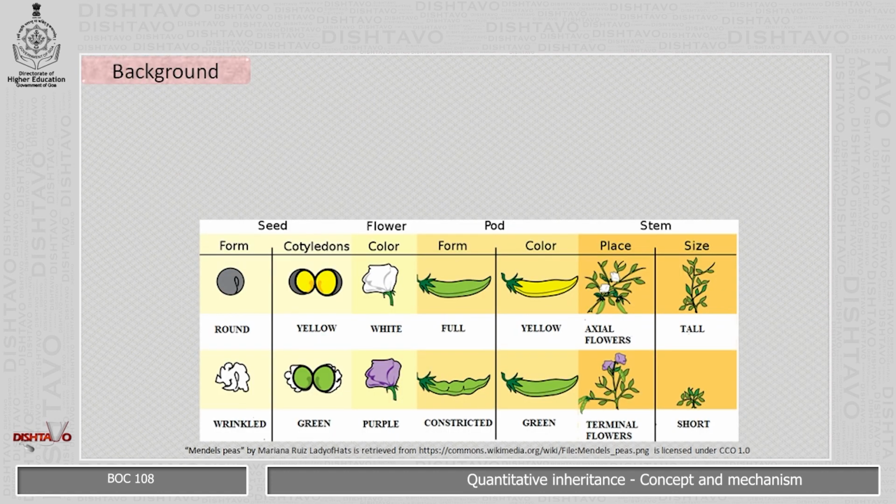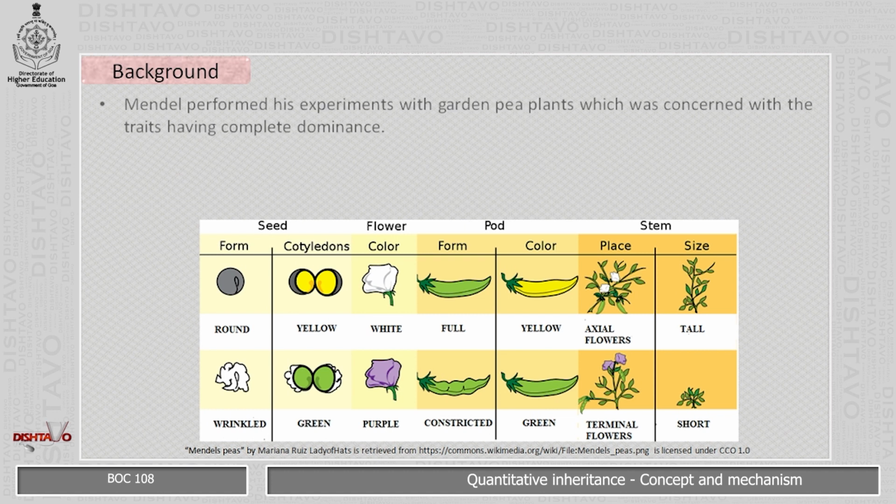Having a little background about Mendel's studies, we know Mendel performed his experiments with garden pea plants, which was concerned with the traits having complete dominance. If we see Mendel's study on pea plants, he focused on traits which were very different from each other. The seeds were either round or wrinkled. Considering the cotyledons, they were either yellow or green. The flowers would either be white or purple. There was nothing intermediate to these particular traits or characters.